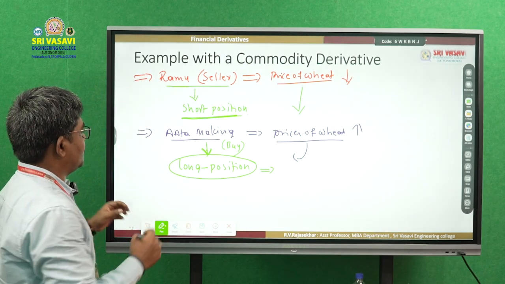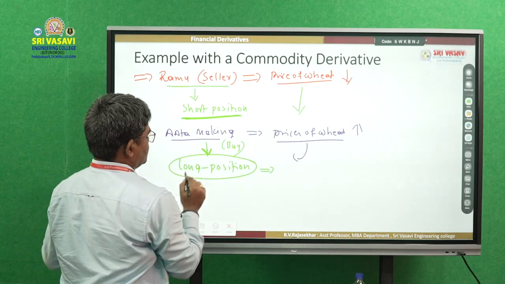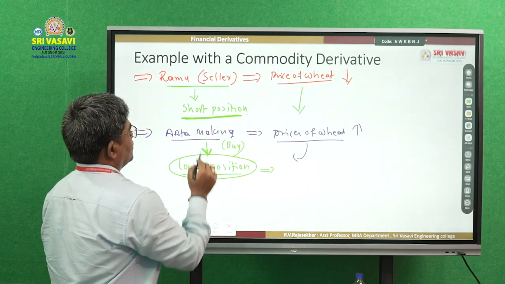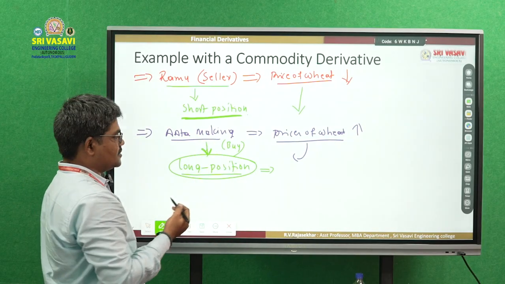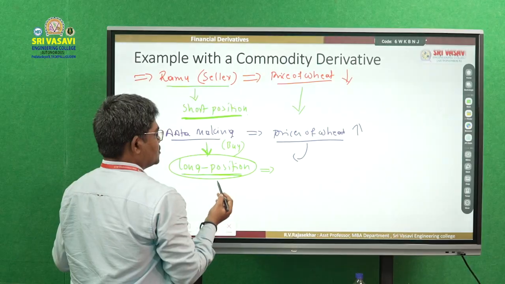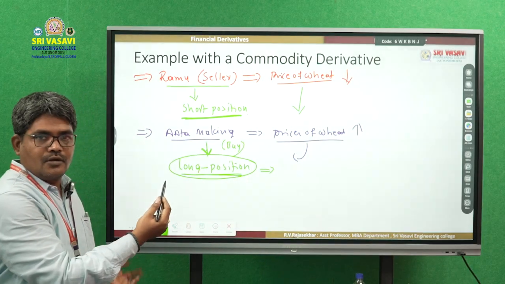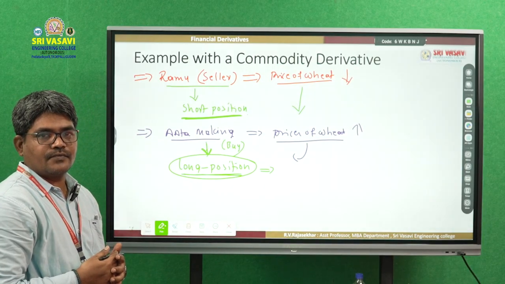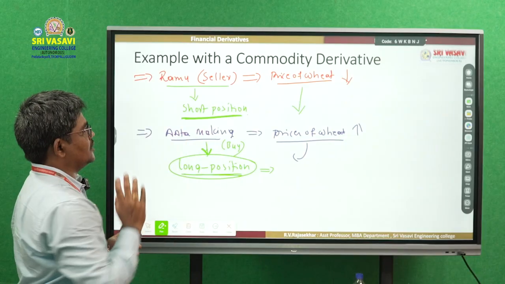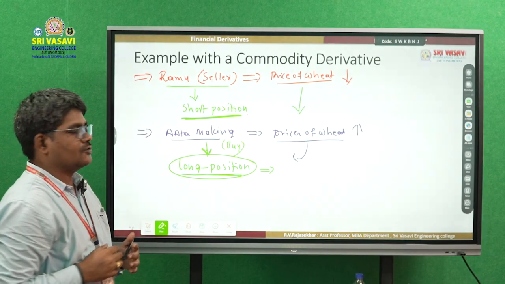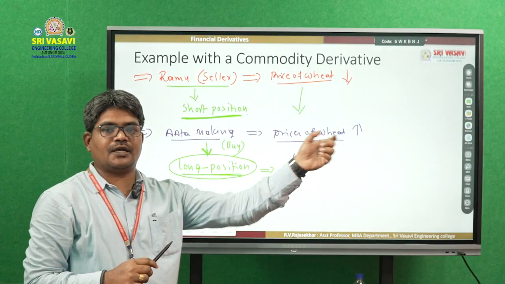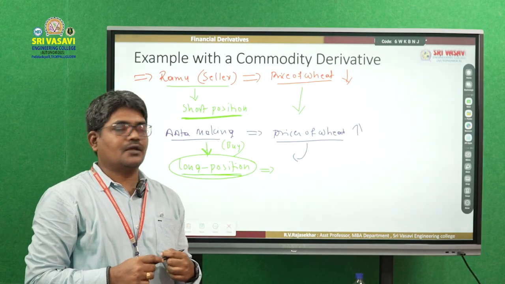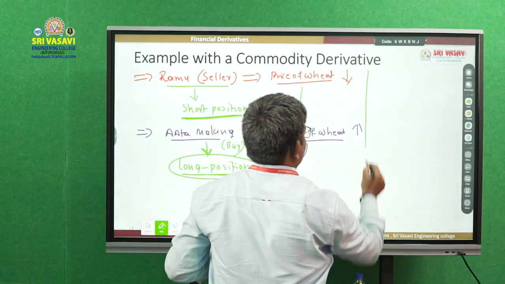Like the Atta making company. Now, we have two positions: short position and long position. A short position is a position to sell a particular underlying asset. A long position is a position to buy a particular underlying asset. Short position is the contract for sell. Long position is a contract to buy. Now, what position does Ramu take? Short position. What position does the Atta making company take? Long position.